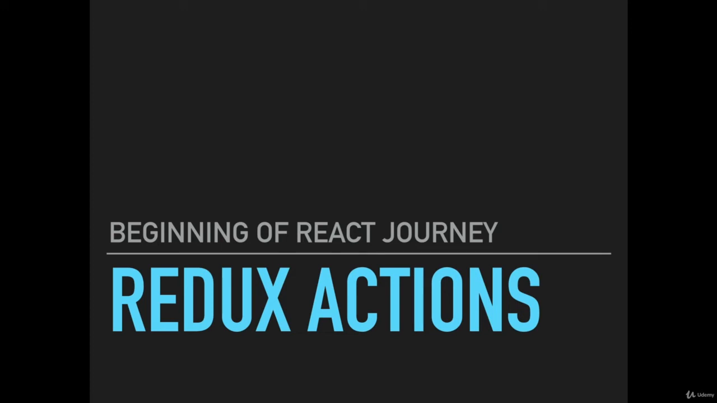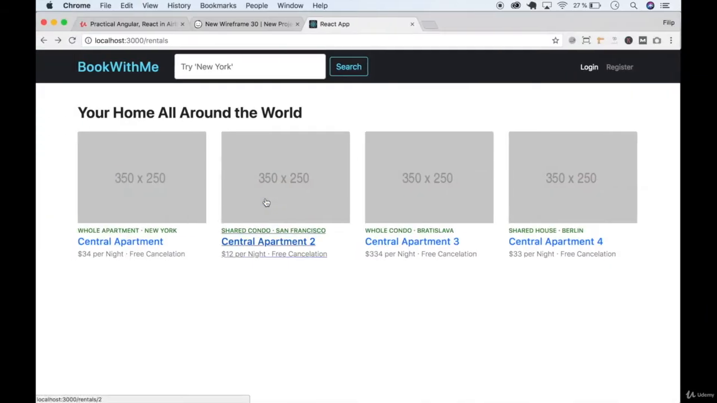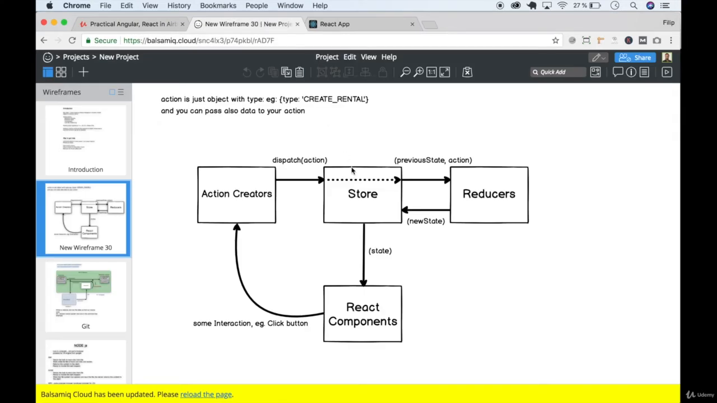In the last lecture we covered reducers, and in this lecture we'll start working with actions. I will show you the wireframe first. We covered the store and reducers, and now we need to find a way to communicate with your reducers and update state in a store, and that's where actions come in.